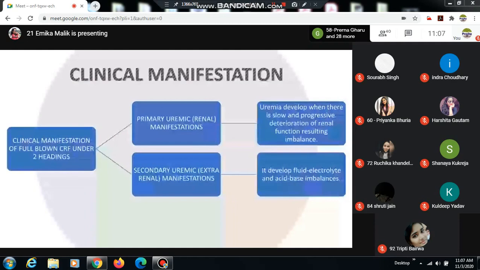Now we will discuss the clinical manifestation of full-blown CRF under 2 headings: primary uremic manifestation and secondary uremic manifestation. In primary, uremia develops when there is slow and progressive deterioration of renal function resulting in imbalance. In secondary uremic manifestation, it develops fluid, electrolyte, and acid-base imbalance.